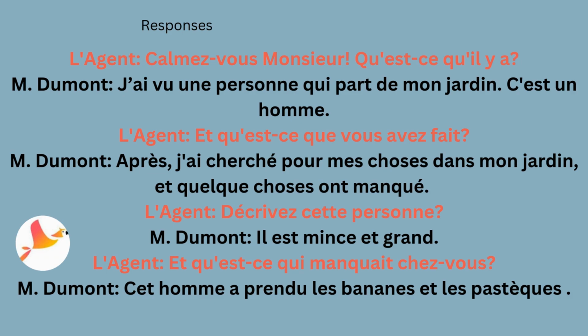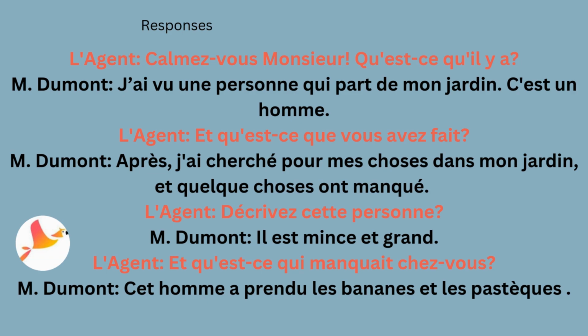So l'agent says, "Calmez-vous, monsieur, qu'est-ce qu'il y a?" Calm down, sir. What's the matter? So Monsieur Dumont says, "J'ai vu une personne qui part de mon jardin. C'est un homme." So I saw a person leaving my garden. It's a man.